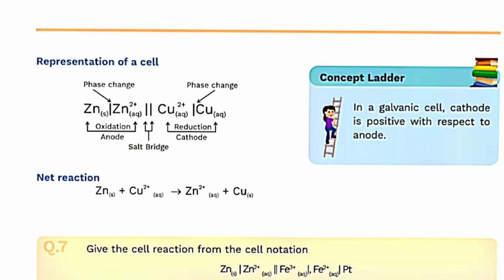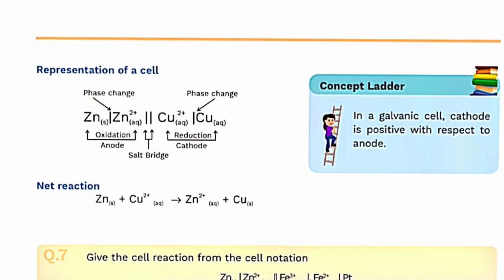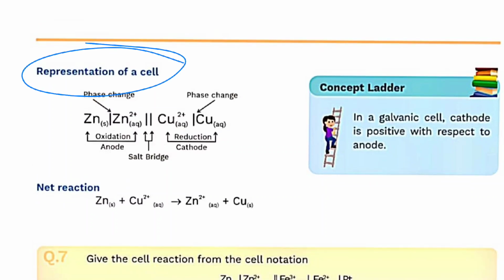Now here we are going to talk about how to represent a cell. This is going to tell us about the phase change. If there is a single line like this, it represents a phase boundary, for example between phases, that is solid electrode and solution, and a double line represents a salt bridge or porous membrane separating the two solutions.